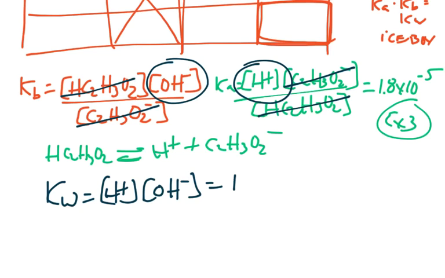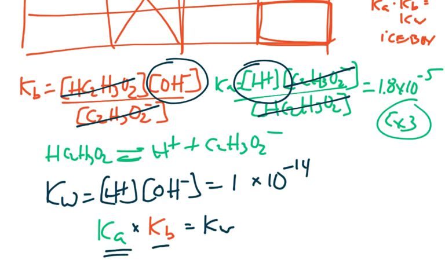And we already know that at 25 degrees, that's equal to 1 times 10 to the negative 14. So what we've found here is that if you take the Ka for a weak acid and you multiply it by the Kb for the conjugate base of that weak acid, those two things equal Kw. So the Ka times the Kb is Kw if this acid and base are conjugates of each other, and they are in this case. So what is that going to do for us?